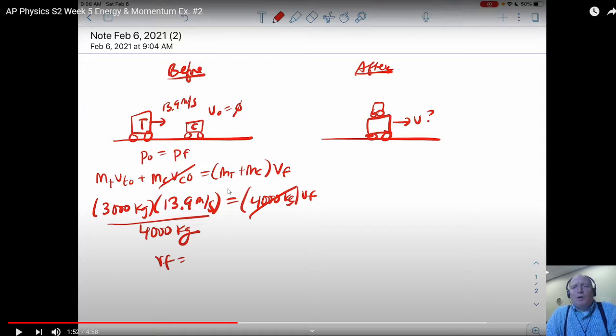Question for you here, right? When you plunk this into the calculator, do you do 3,000 divided by 4,000? Do you just do 3 divided by 4? Do you cancel these zeros? How do you do it? How do you tell your students to do it?